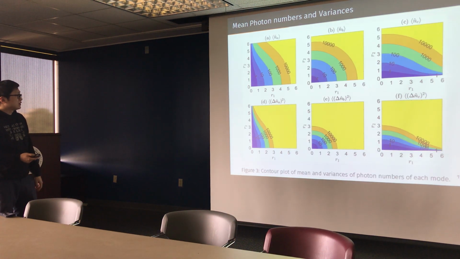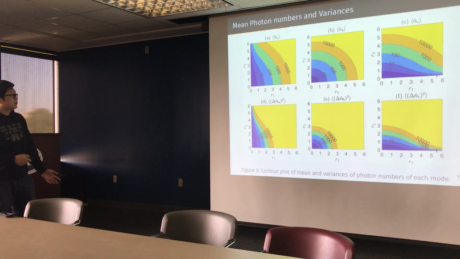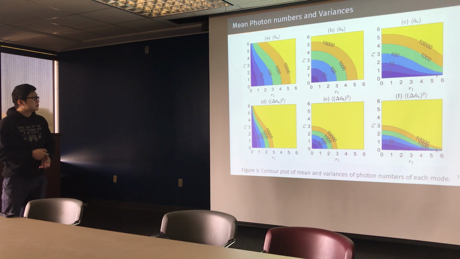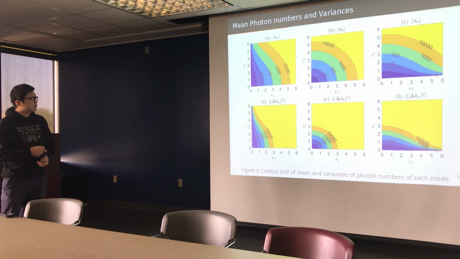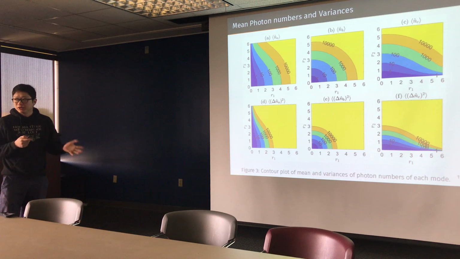So here I've made some contour plots of the mean photon number and the variance. So the variance grows faster than the mean, which is a thermal state. And also here we can see that the results for A and C are symmetric under interchange of R1 and R2, and for B itself is symmetric about the R1 equals R2 line. So the system is symmetric if we interchange R1, R2.